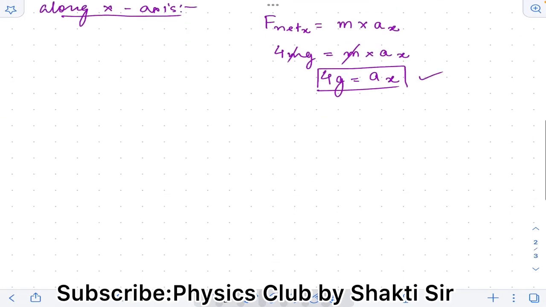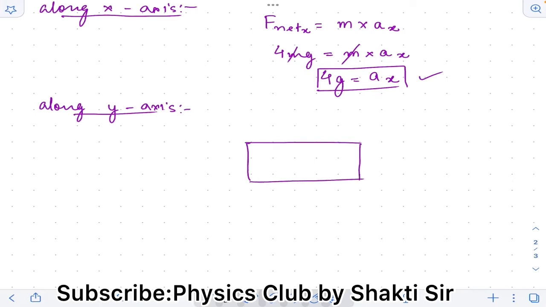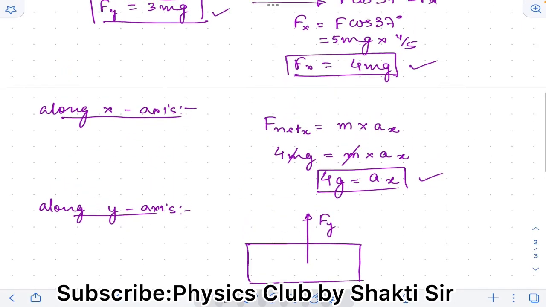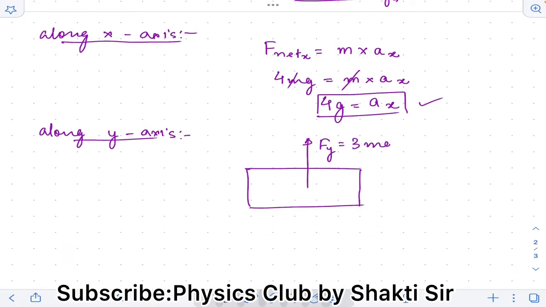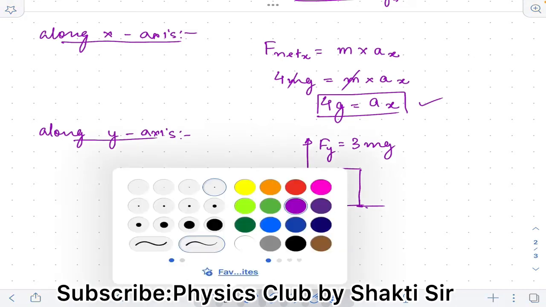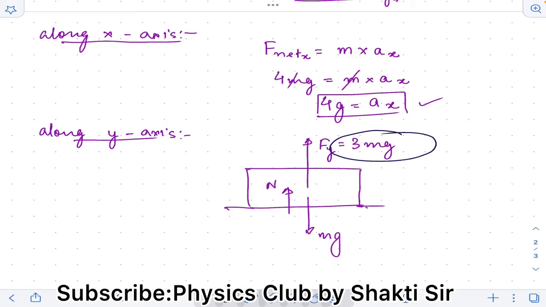Now along the y-axis, we have quite a few forces acting on the block. In the upward direction, that is along the y-axis, its magnitude is 3 mg. The gravitational force is acting in the downward direction, mg, and we know that a normal reaction N will also act on the block. But from the diagram you can see that this 3 mg is greater than mg, right? That is, the upward force is greater than mg.